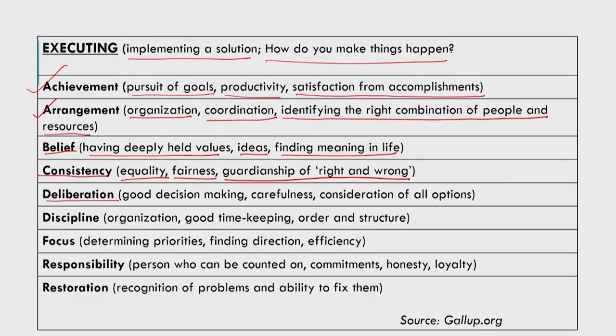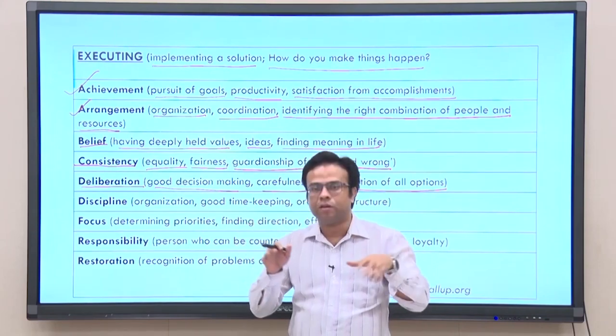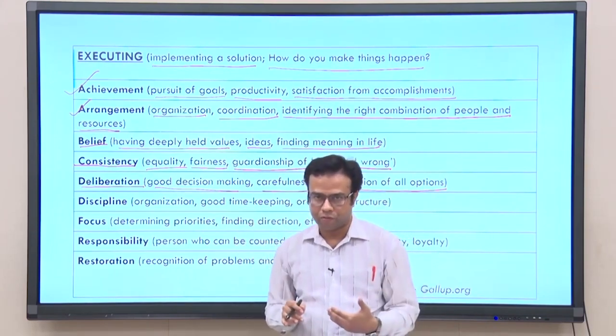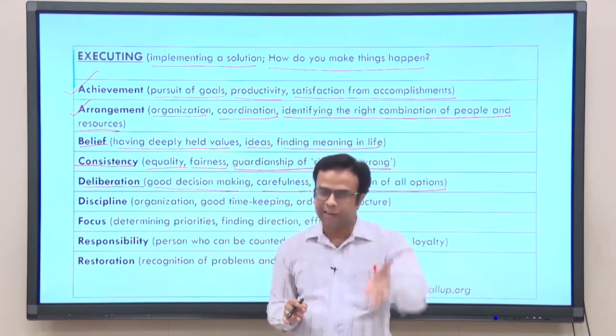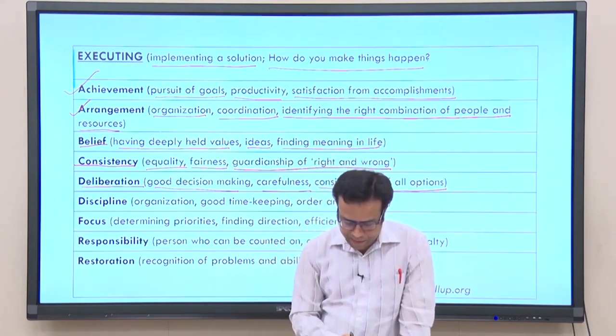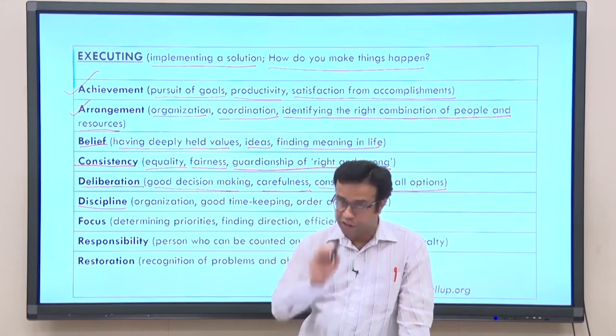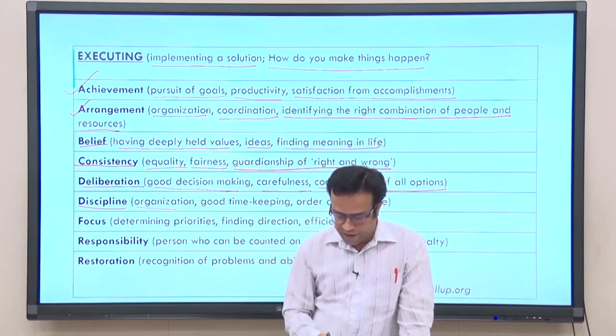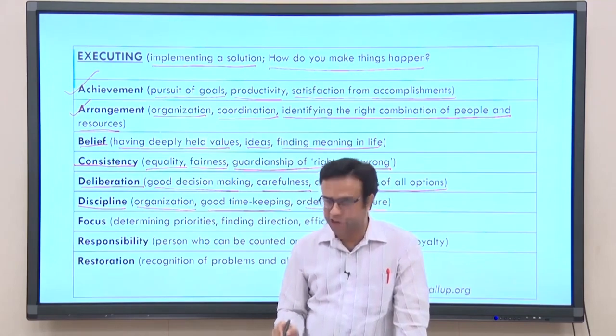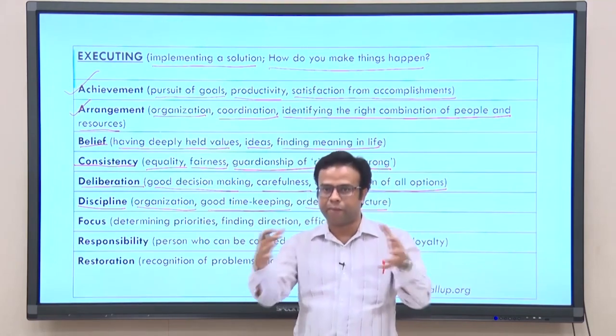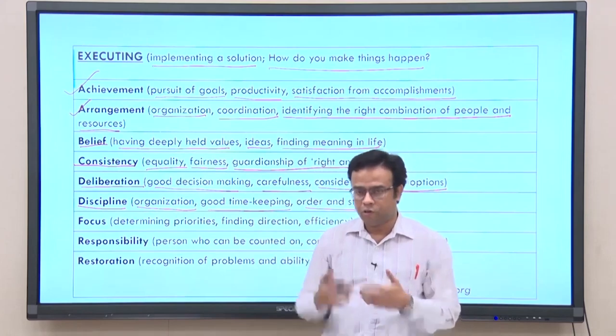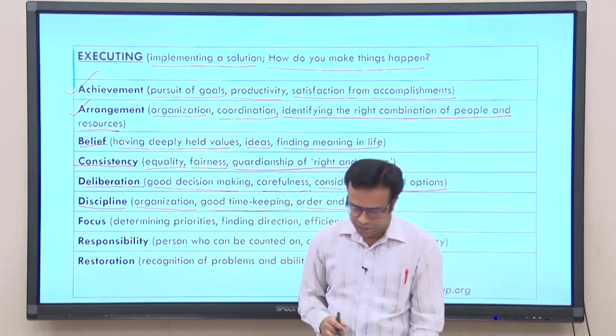Then comes deliberation, which is about good decision making, carefulness, consideration of all points. So, deliberation means you very carefully look at all the points and consider all the options before implementing something or making a decision. Discipline is also very important in this context of execution. It also includes organization, good timekeeping, order and structure. So, you do everything in a very disciplined, ordered and structured way, and it enhances the chances of execution.